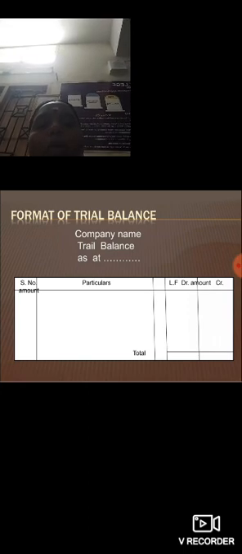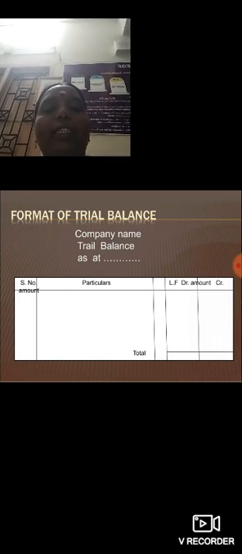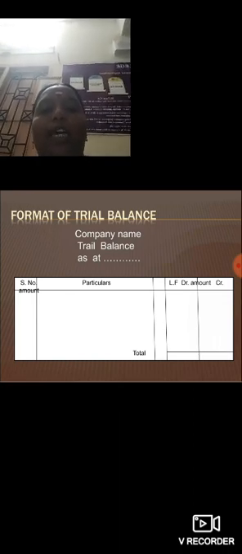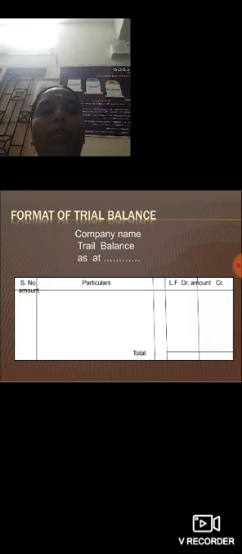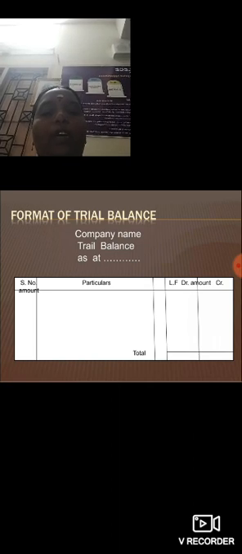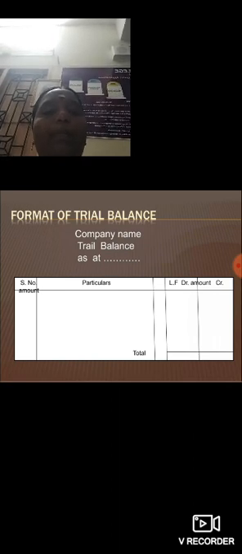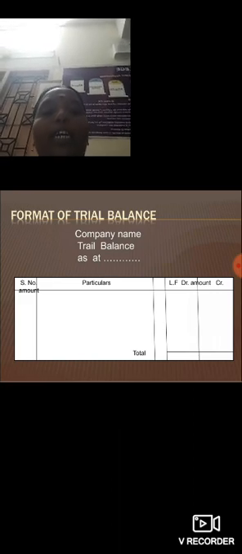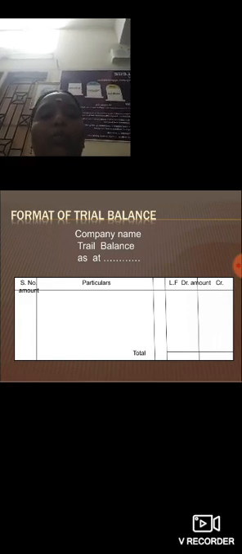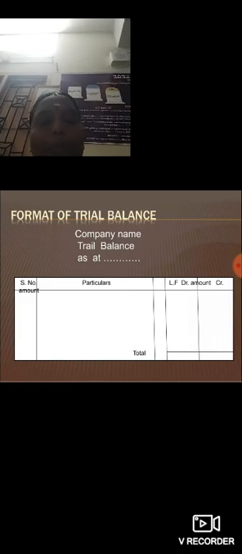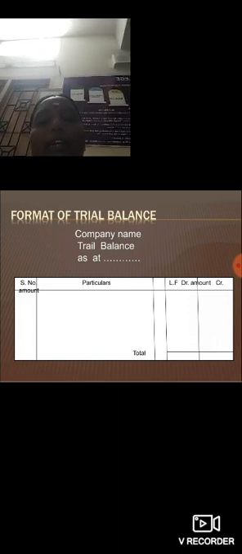At the top you will write your company name, trial balance as on, and the date. As I mentioned earlier, there are 5 columns: serial number, particulars, in which you write all your ledger accounts from which you have carried the balance, and their number. If the ledger account has a debit balance, that amount should be entered in the debit column. If it is a credit balance, then the amount will be entered in the credit column. At last you will total the debit and credit, which should be equal. The debit should tally with the credit column.